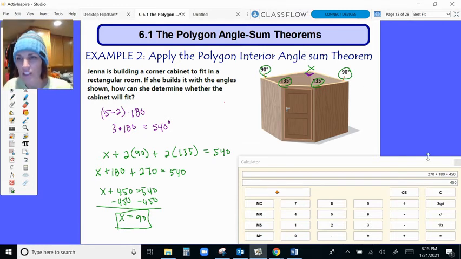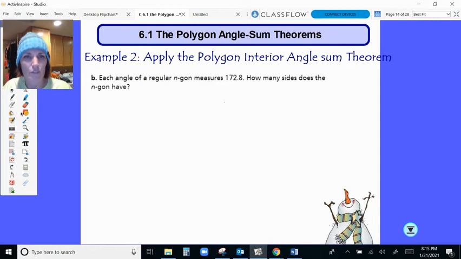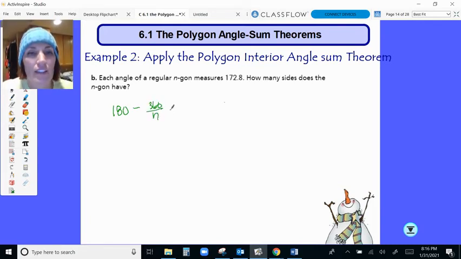Okay, so that's a little bit of application for our polygon sum theorem. Here's a tricky one. Each angle of a regular n-gon measures 172.8. How many sides does the n-gon have? That's the one where we took 180 degrees minus 360 over n. That should give us each individual measure, so 172.8.